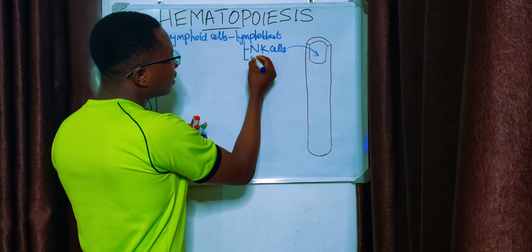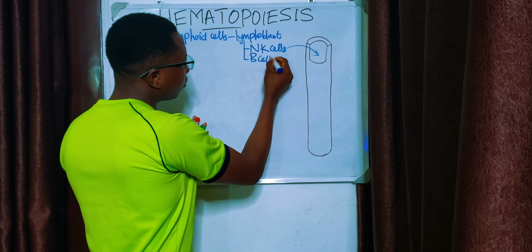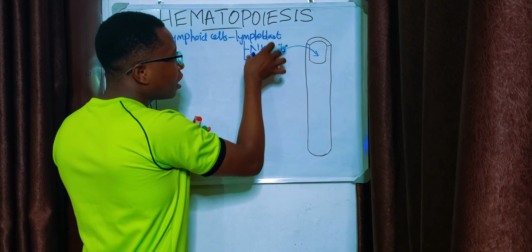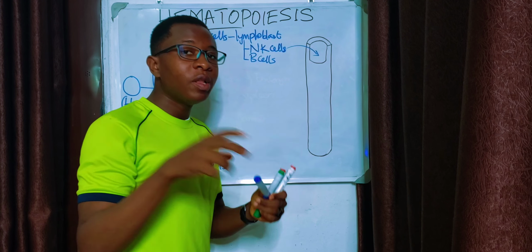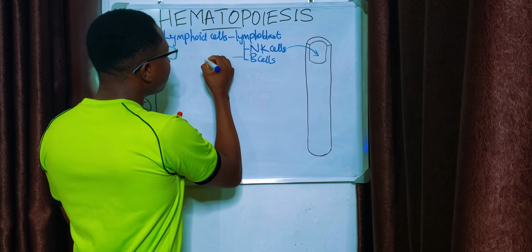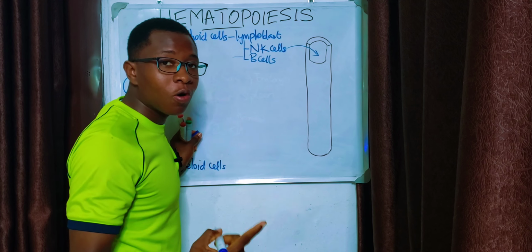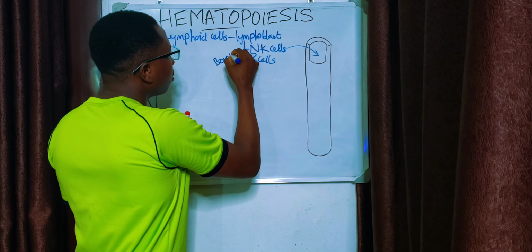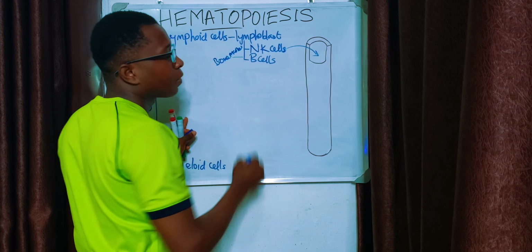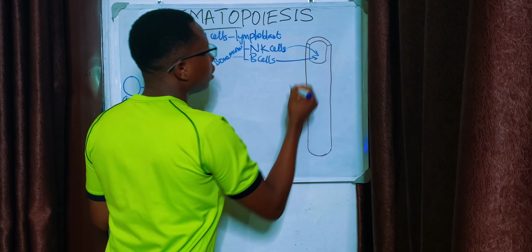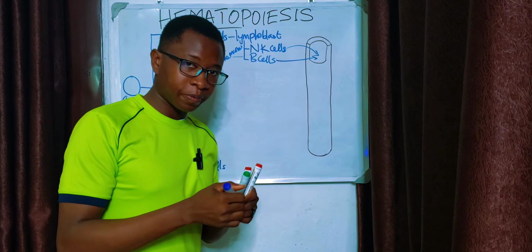The lymphoblast also forms what we know as the B cells. The B cells are formed in the bone marrow. Note that, very important, the B cells mature in the bone marrow, the red bone marrow. After maturation, they are also thrown into the bloodstream.